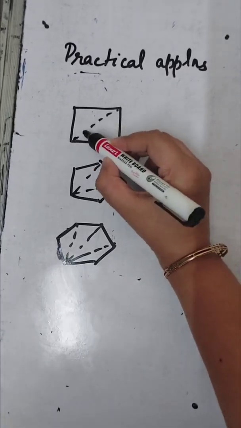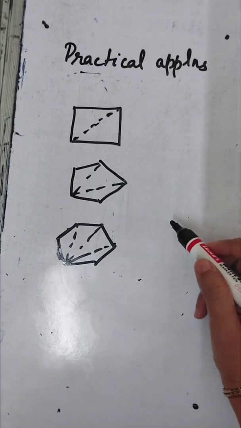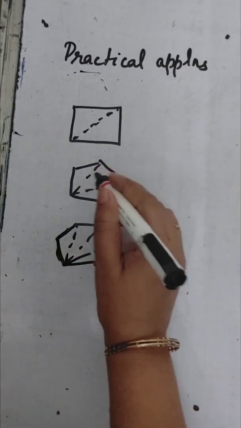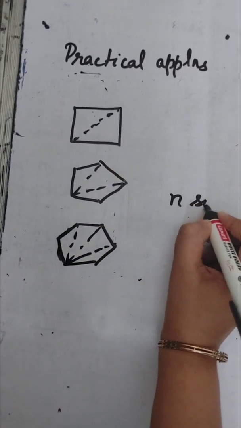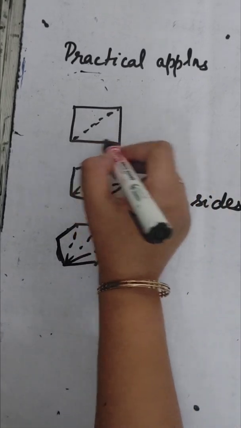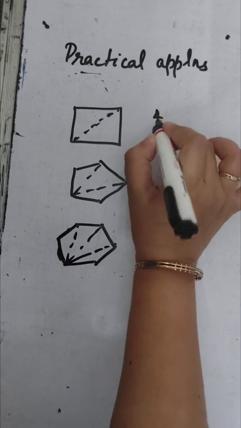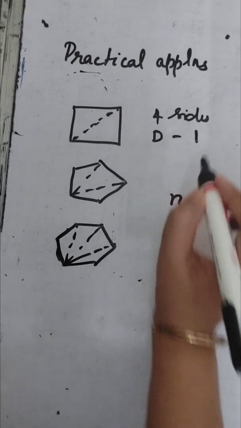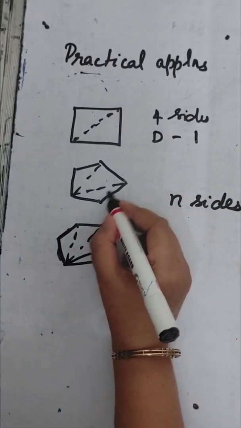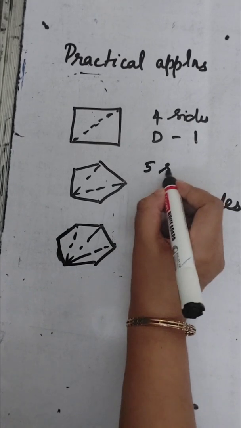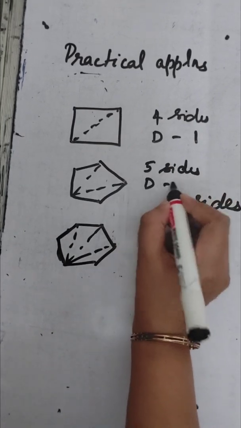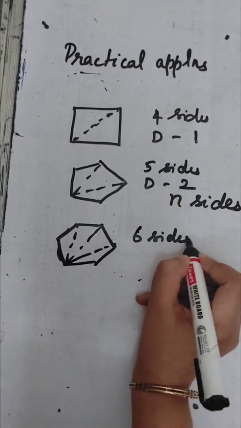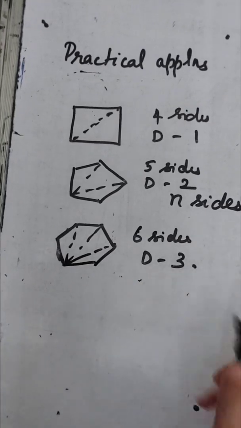Okay, and I have drawn diagonals also in these. Okay, so we have to find the maximum number of diagonals which can be drawn in a shape with n sides. Okay, so here n is equal to 4, so for a figure with 4 sides, maximum number of diagonals is 1, right? Again, for a figure with 5 sides, maximum number of diagonals is 2, and for a figure with 6 sides, maximum number of diagonals is 3.